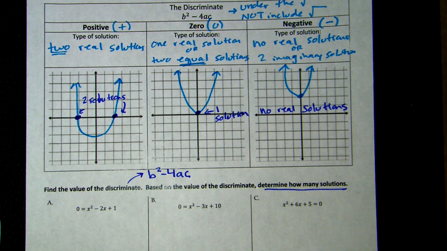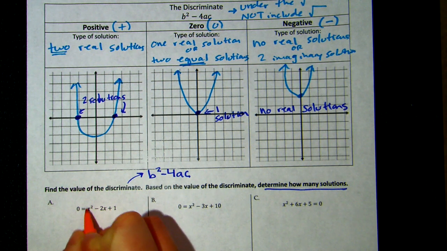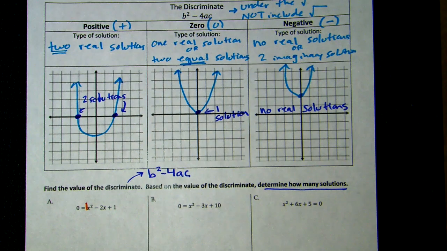So I'm going to start by labeling my a, b, and c values. Here, if there's no number in front of x squared, I'm going to call it a 1.